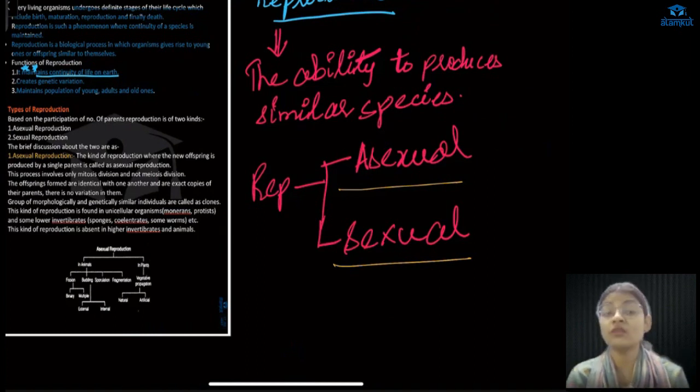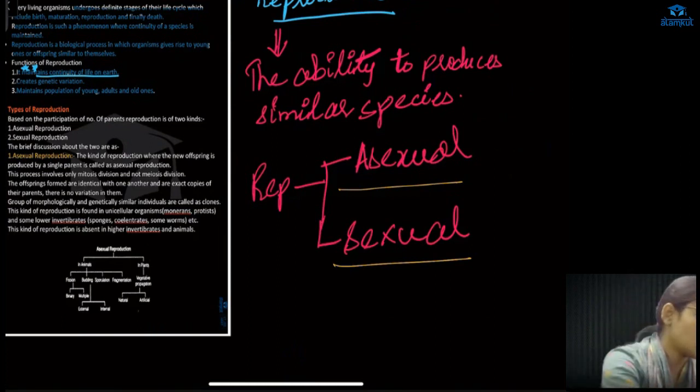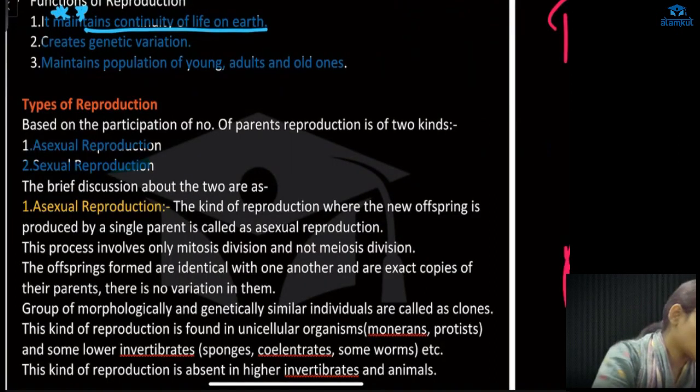Now the sexual method involves formation and fusion of gametes, zygote formation, meiosis, and genetic variation. Due to this, offspring will have a similar chromosome number, but they will have certain different traits among themselves. So these are two kinds of reproduction which we will study in detail. First, let me cover asexual reproduction. So asexual and sexual we have discussed. Asexual is what?